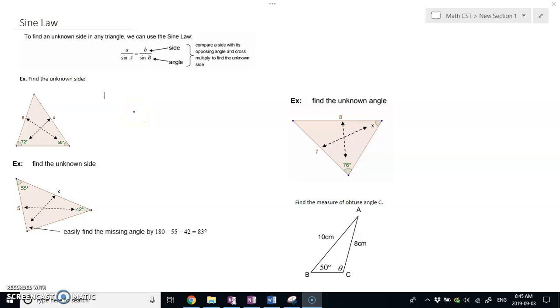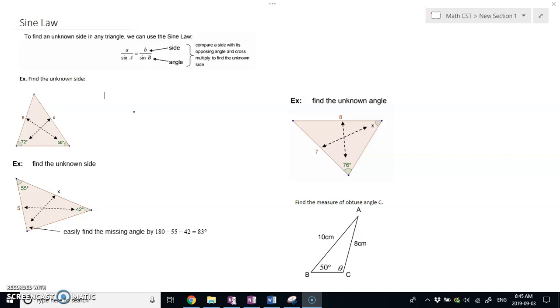Hey there, welcome to this video on sine law. We're reviewing our principles of sine law that we can use to find missing measures of sides and missing angles in all triangles, including right angle triangles.